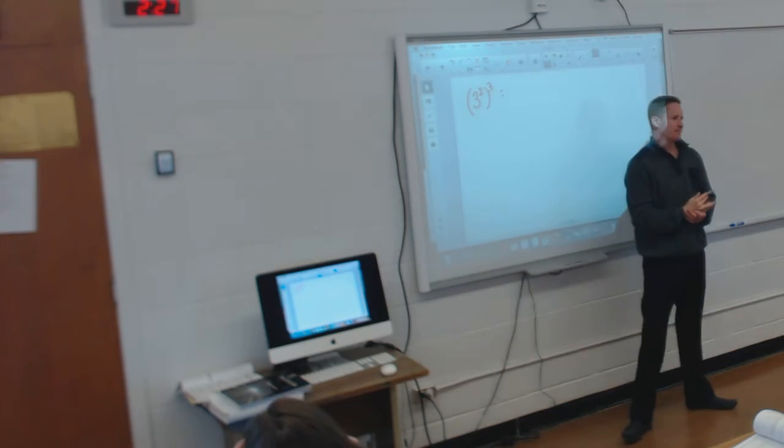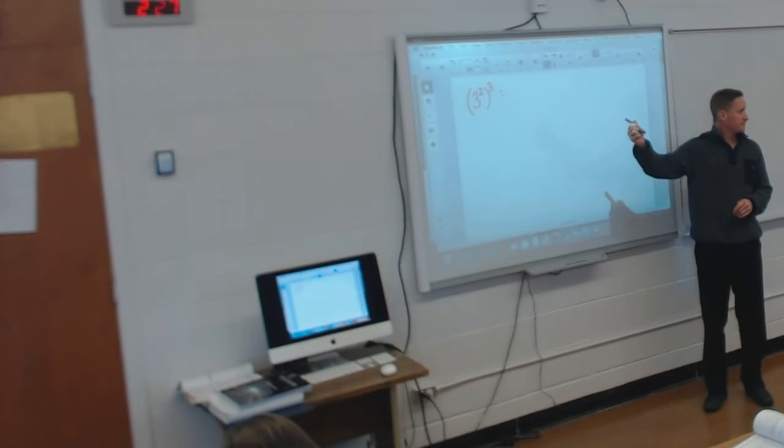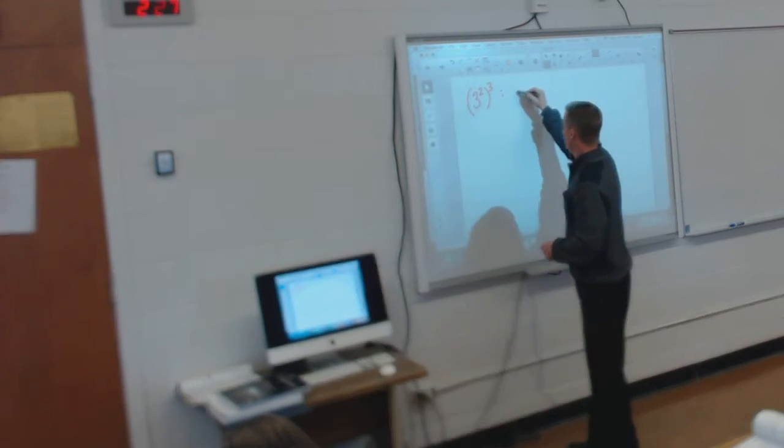What does that give me? 3 squared to the power of 3. What do you think I do with the exponents here? Times them together. Times the exponents together? Yeah? So what would this be? 3 to the power of 6. Okay?